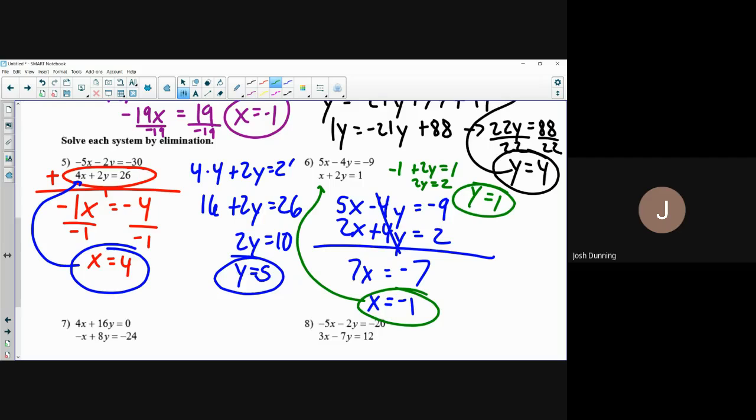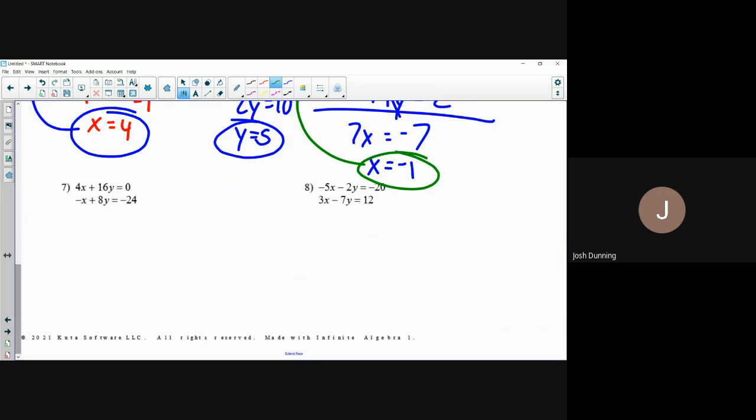So again, when nothing will cancel from the beginning, like on 5, we had a -2 and a +2. Those just cancel out. But on 6, nothing cancels out. But it wasn't too bad because I could just multiply the whole bottom equation by 2, and then I'd have a +4y on the bottom and a -4y on the top, and those would cancel. So keep that in mind.